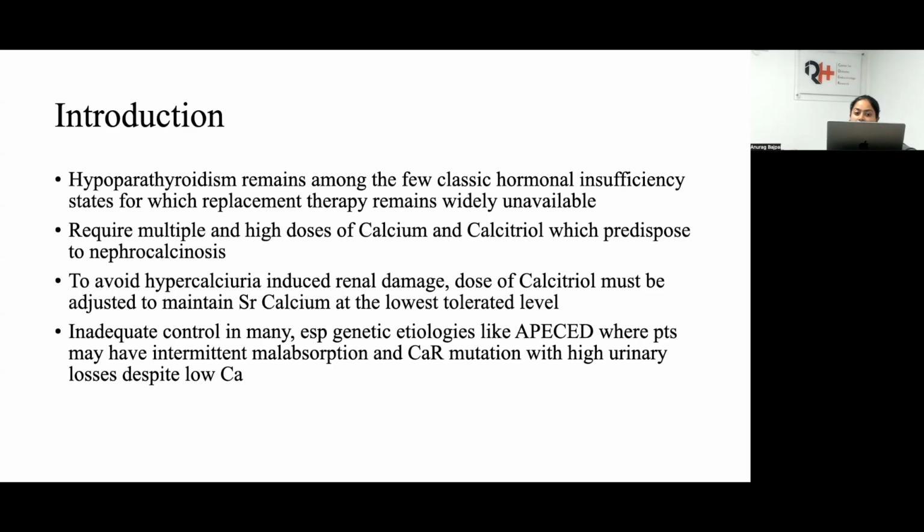These children require multiple high doses of calcium and calcitriol, which predispose to nephrocalcinosis. And to avoid hypercalciuria-induced renal damage, the dose of calcitriol must be adjusted to maintain serum calcium at just the lowest tolerated level. Also, inadequate control is achieved in those with genetic etiologies like APS1, where patients have intermittent malabsorption, or in those with calcium receptor mutation, where high urinary calcium losses are present despite low serum calcium.